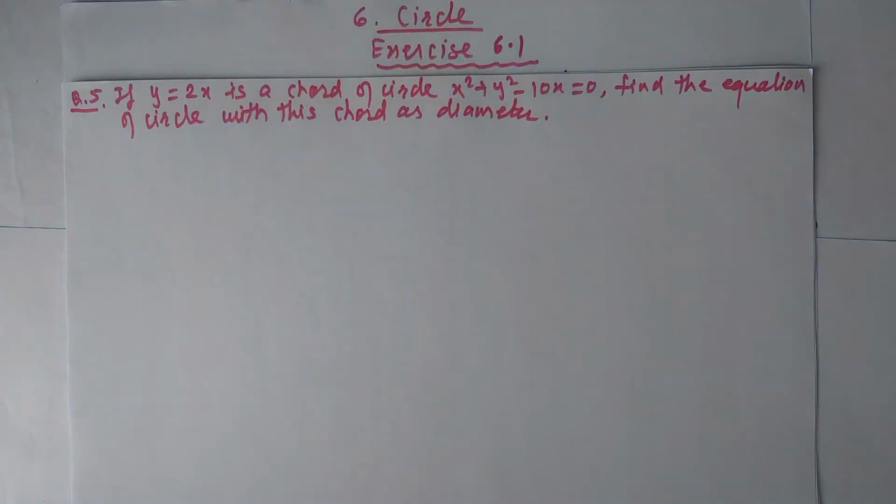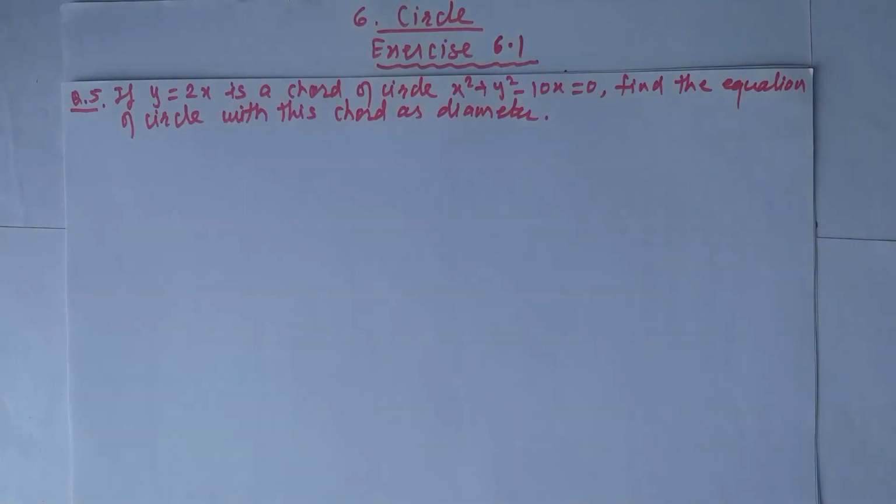Now what is the question fifth? If y is equal to 2x is a chord of the circle x square plus y square minus 10x is equal to 0, find the equation of the circle with this chord as diameter. See here, one circle is given and its chord is given and we have to find the equation of the circle whose diameter is this chord.